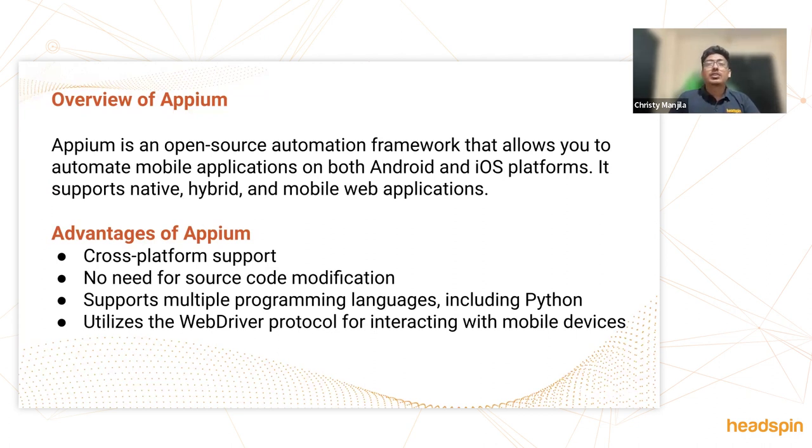You can run any automation scripts or any automation frameworks, unit test cases, or even POM, which is page object model, or even BDD frameworks on any Android or iOS-based devices. It supports native, hybrid, and mobile web applications as well. That means even if it's a production application that's installed on your device, or a hybrid application, which is a mixture of web-based as well as native application, or even a mobile web application, which is essentially the browser-based applications. Now, the advantage of Appium is it's cross-platform.